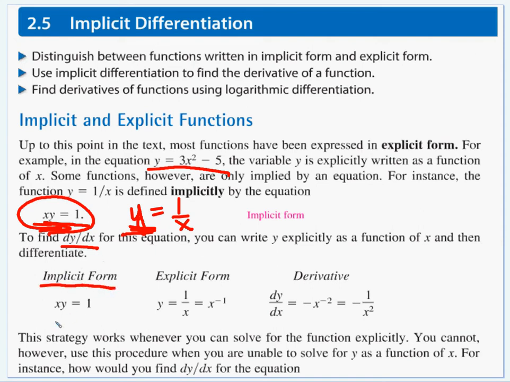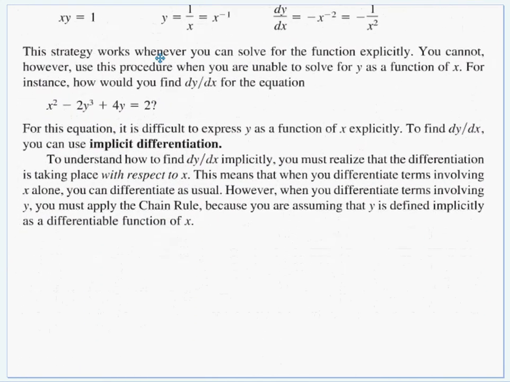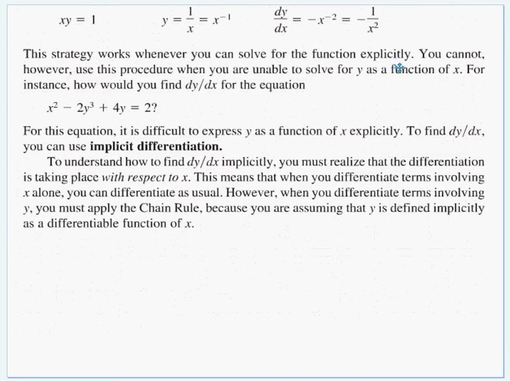So here's our implicit form. Divide both sides by x, we rewrite it with the negative exponent, and then we derive. dy dx equals negative x to the negative 2, and we rewrite it with our good math manners so we don't have negative exponents, and there's our derivative. This strategy works whenever you can solve the function explicitly. You cannot, however, use this procedure when you are unable to solve for y as a function of x.